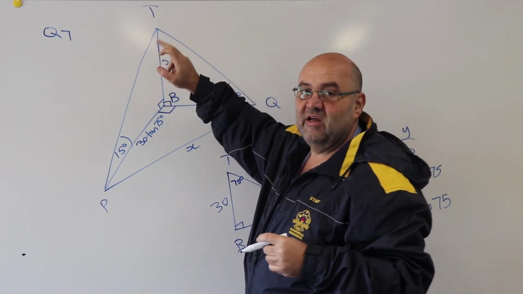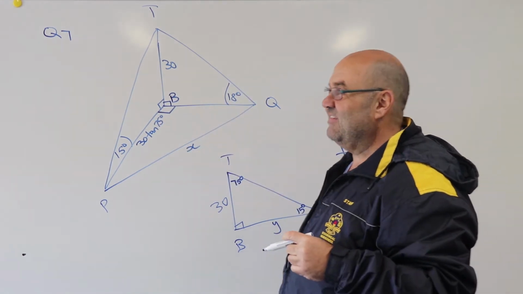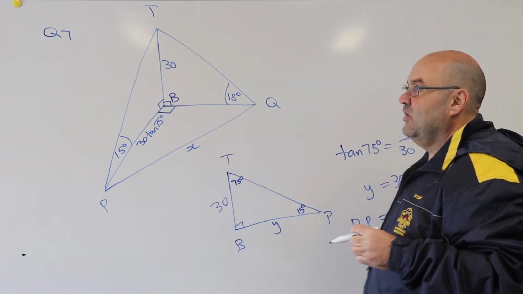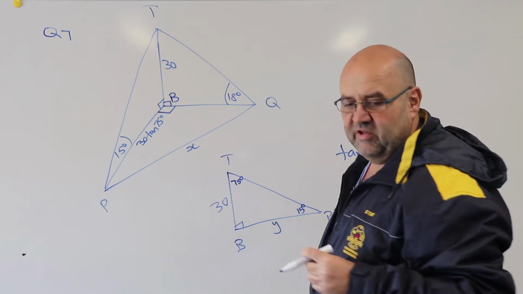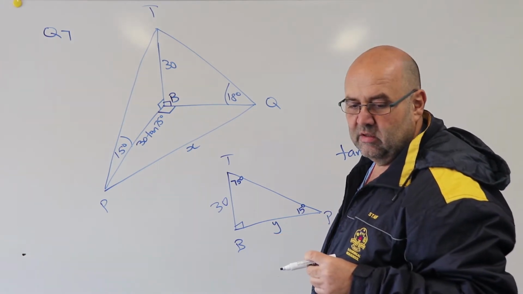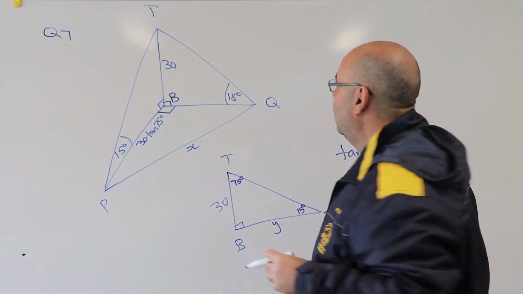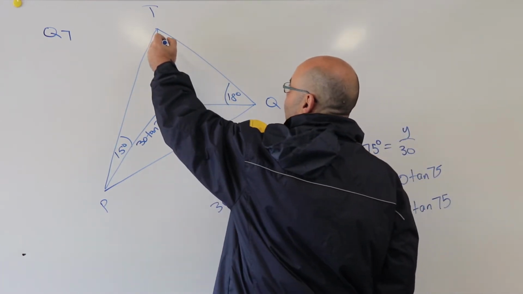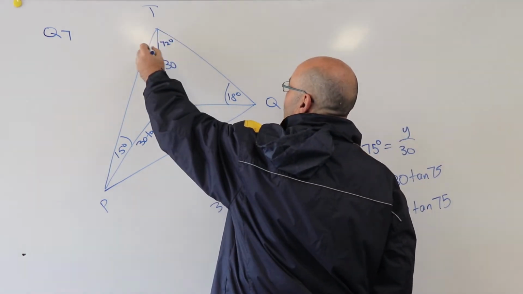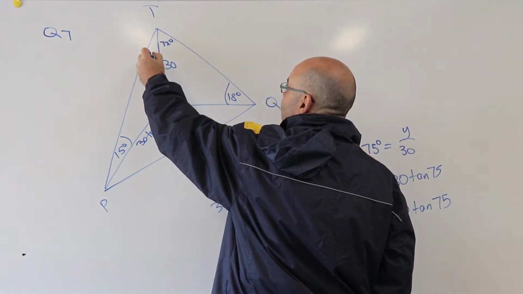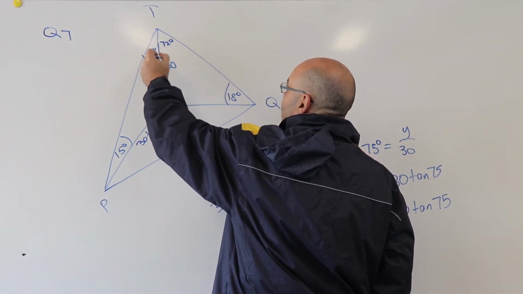This angle here is going to be 180 minus 90 minus 18, which is 72. Okay, so here's 72 degrees up here. I should put in that's 75 degrees up there so we know where things came from.